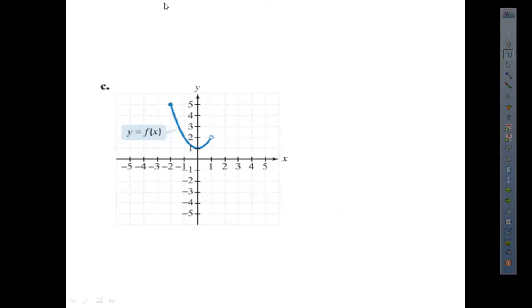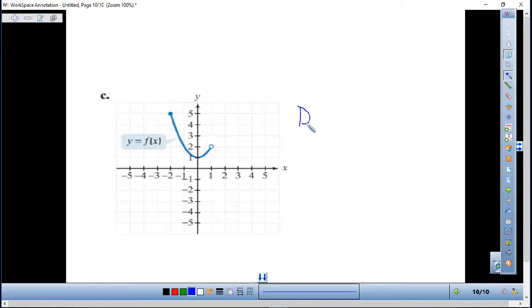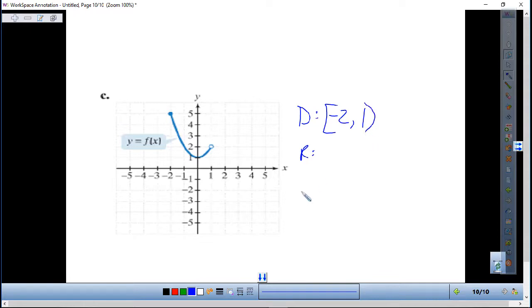All right, what about this one? Well, domain, range, domain. What's the smallest x value we have defined, or part of the graph? So it's -2. And the largest one is +1. Is -2 part of our graph? Yes, it is, so we've got a bracket. Is 1 part of our graph? No, it's not, so we've got a parentheses.